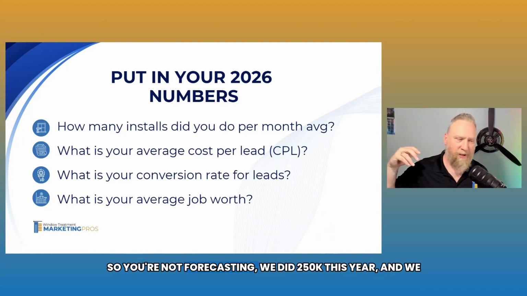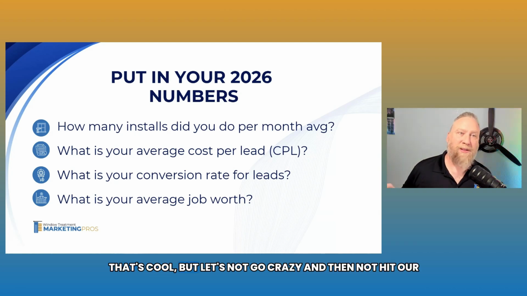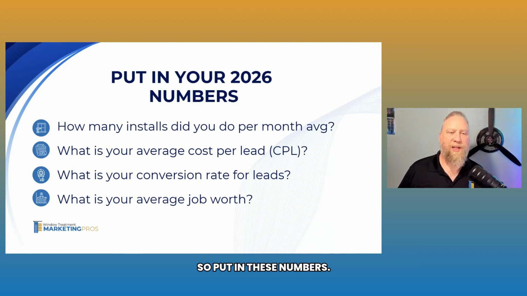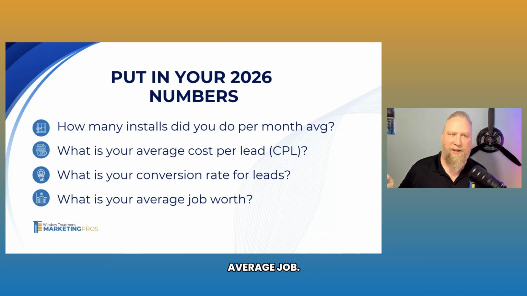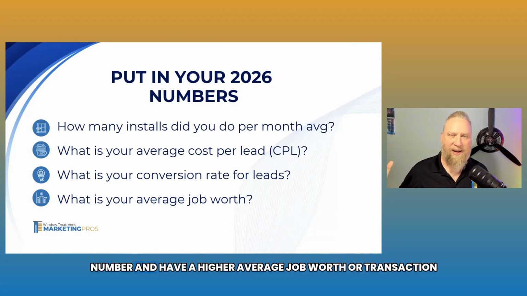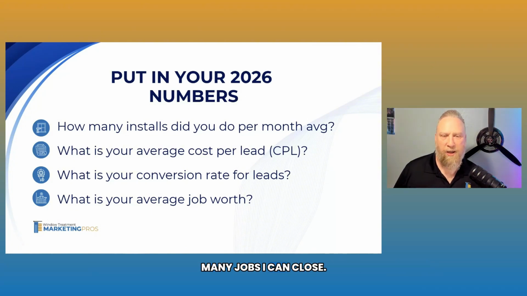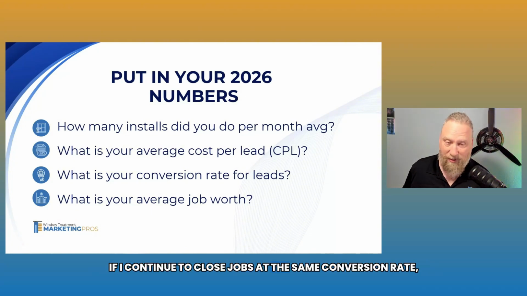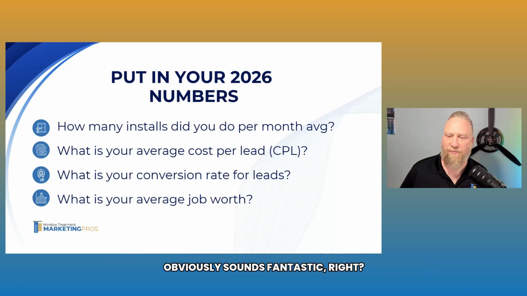So you're not forecasting, we did 200K this year and we want to do 1 million next year, right? That's cool, but let's not go crazy and then not hit our goal at the same time, right? So put in these numbers. And then the one thing to consider here obviously is the average job. Should I maybe raise my prices a little bit to up that number and have a higher average job worth or transaction value, which then gives me a little bit more leeway on how many jobs I can close. If I continue to close jobs at the same conversion rate, then you'll have more money at the end of the year, which obviously sounds fantastic, right?